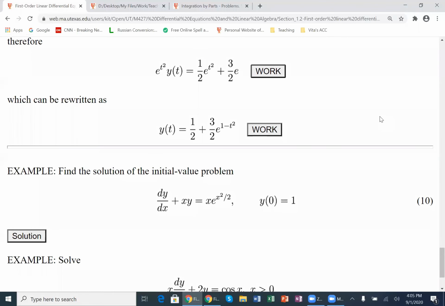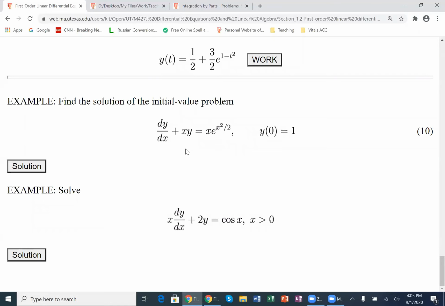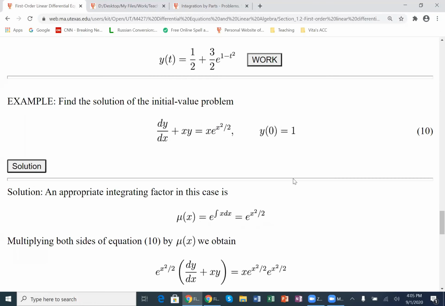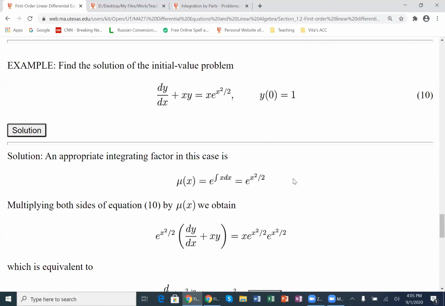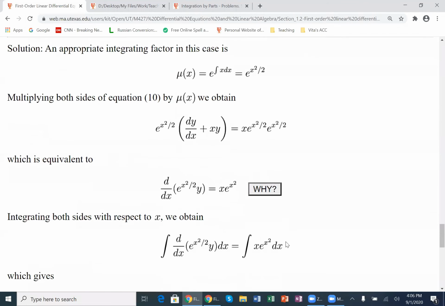Yes, thank you. Next. Here's another example. Let us take a look. Step 1, we find mu. Mu is equal to e to the integral of x dx, because we have x in front of y. The antiderivative of x is x squared over 2. Then we multiply both sides by mu. Done. And again, one can check that the left-hand side is the derivative of mu times y.